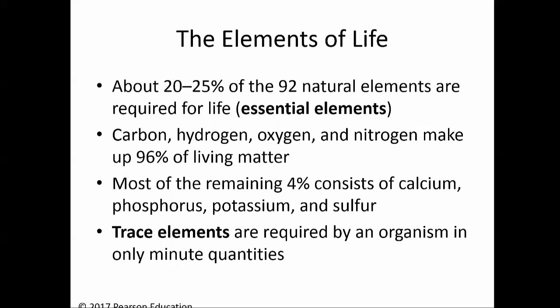For life on Earth, there are a few elements that are incredibly important. Carbon, hydrogen, oxygen, and nitrogen make up 96% of living matter. So those are very, very important. Now, other elements can be important as well, like calcium and phosphorus, etc. They're super important, but they're not required in the same quantities as carbon, hydrogen, oxygen, and nitrogen. So these elements down here are referred to as trace elements, whereas the elements that compose 96% of matter are known as essential elements.